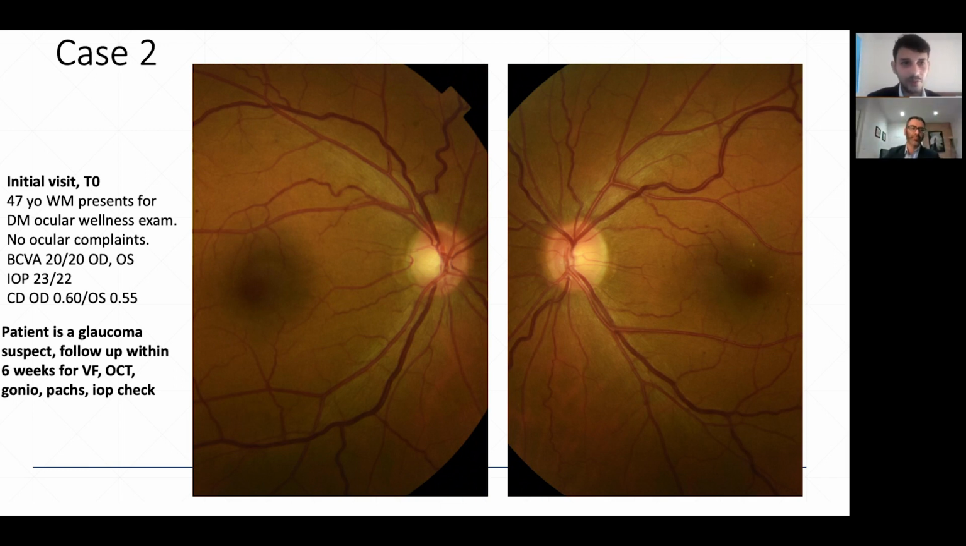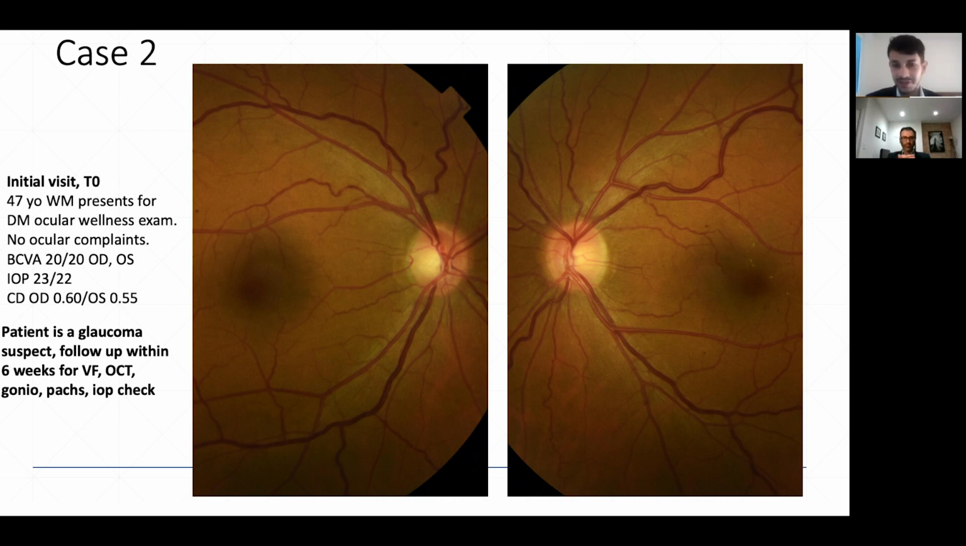This patient is a 47-year-old white male, presents for his diabetic exam. He has no complaints. He has great vision. His IOP is a little bit high, and of course, I dilate him. First thing we notice is his cups are a little bit larger, maybe about 0.6 in the right eye, 0.5 in the left eye. And remember, he is diabetic, so he does have some diabetic changes, some mild NPDR.